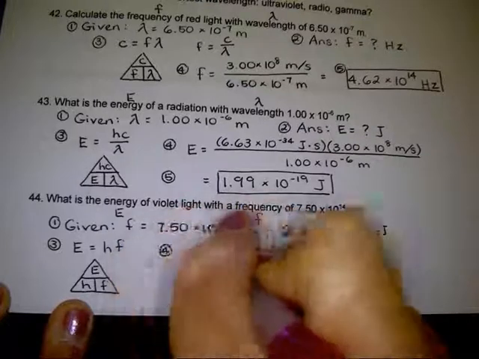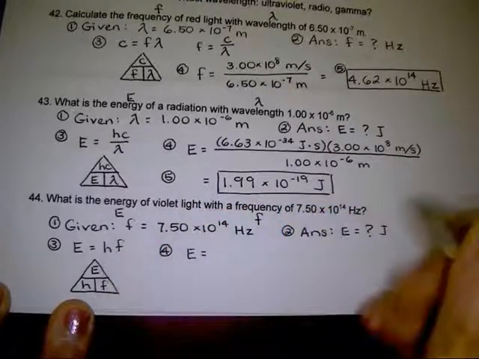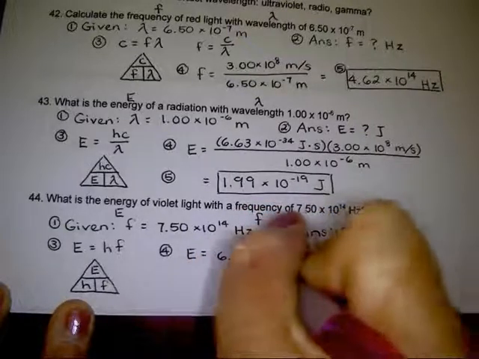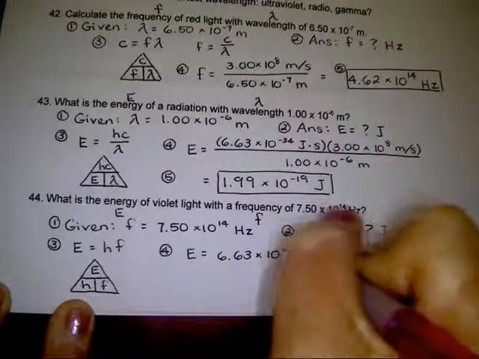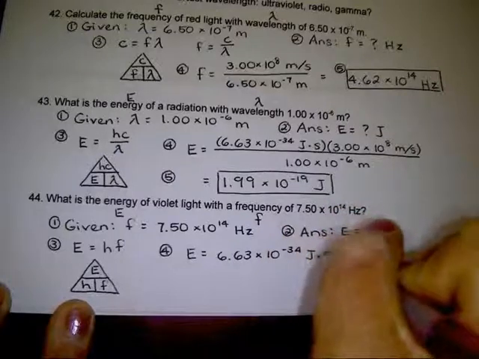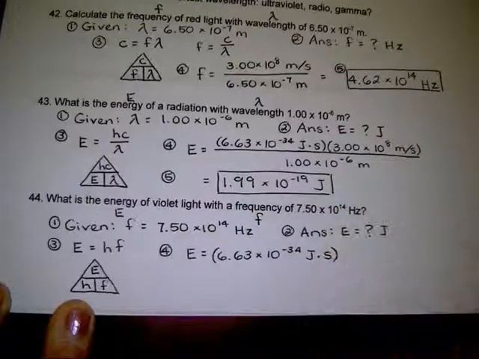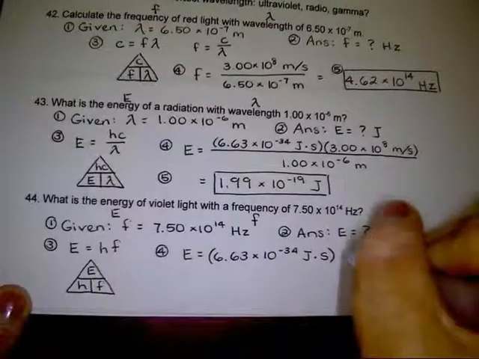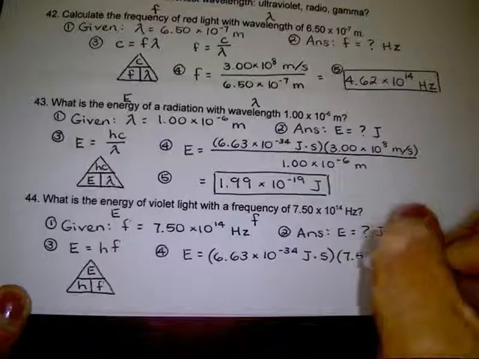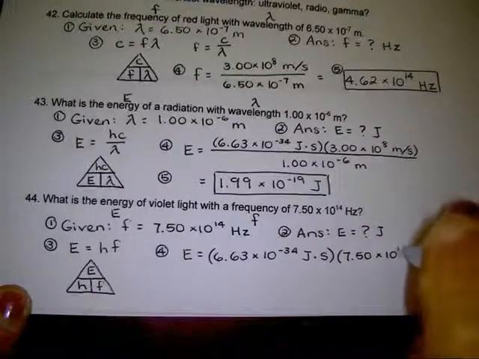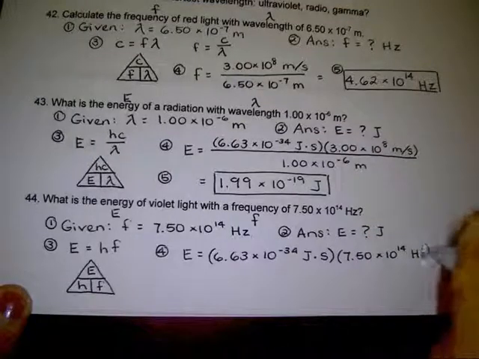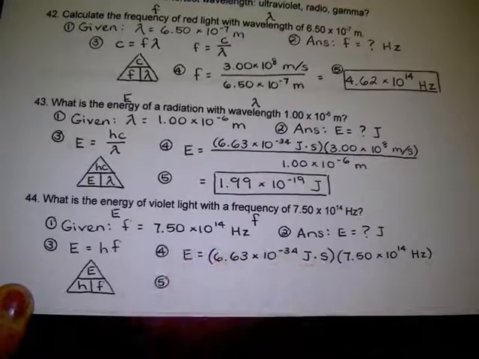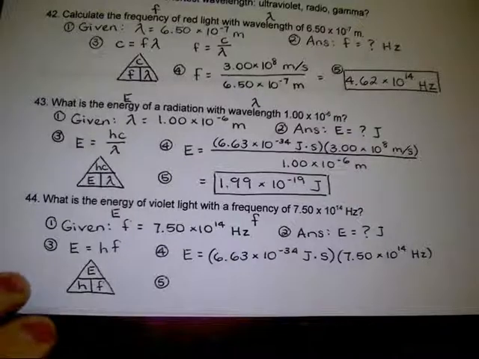And I'm just going to plug it in. Okay, E equals H, if you look it up, or if you remember from the last problem, it's 6.63 times 10 to the negative 34 power joules times seconds. And I'm going to put this in a parentheses to make it easier for me to distinguish, okay? And the F is our given, 7.50 times 10 to the 14th power hertz. Okay, and that's it. All I need to do now is punch it into the calculator, and I will need 3 sig figs.